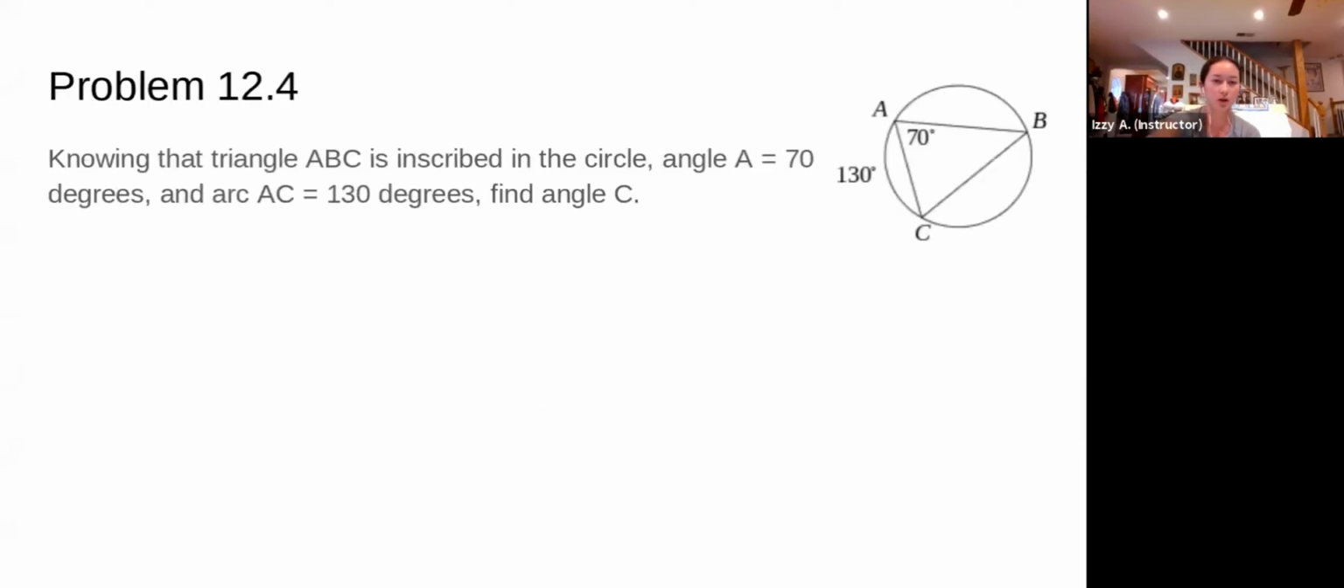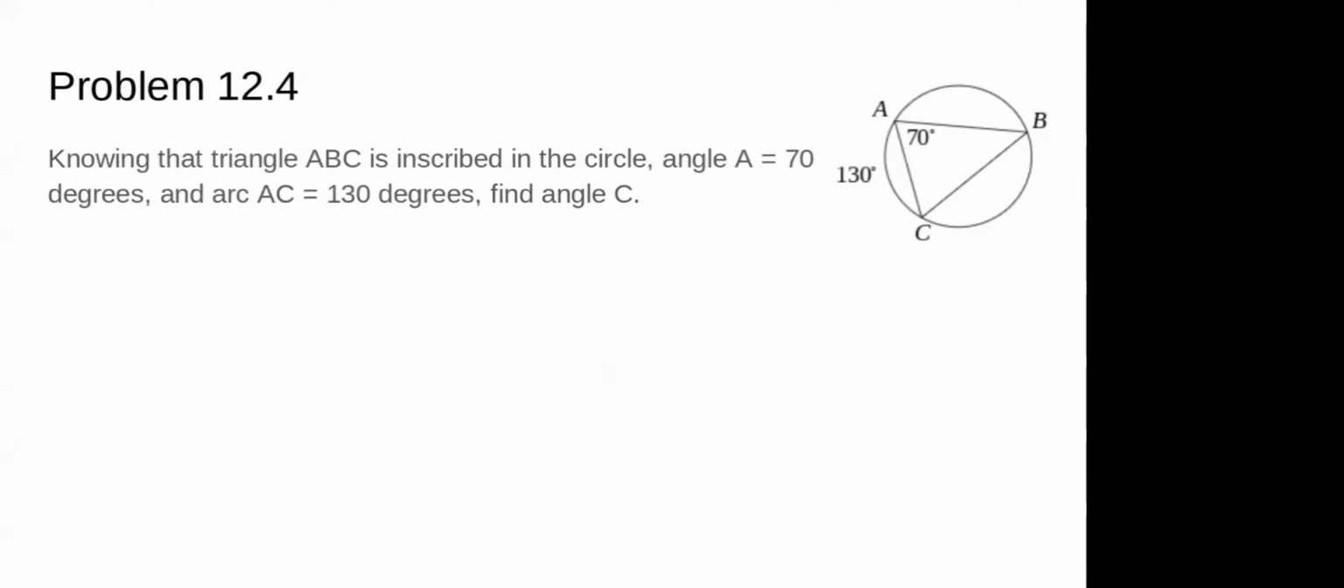So knowing that triangle ABC is inscribed in the circle, angle A is equal to 70 degrees and arc AC is equal to 130 degrees, and you want to find angle C. I don't quite get what arc AC means.